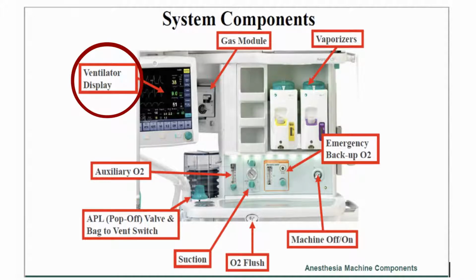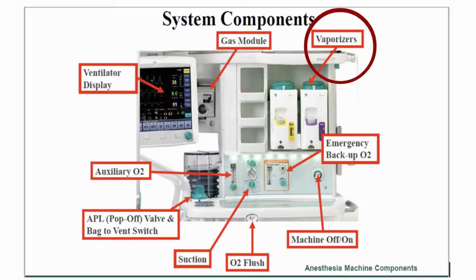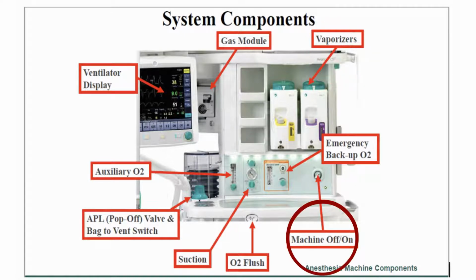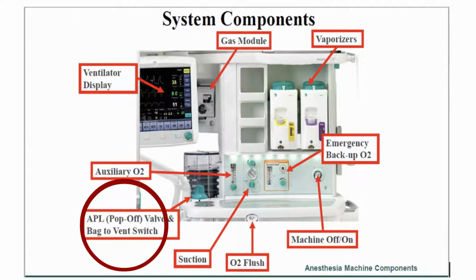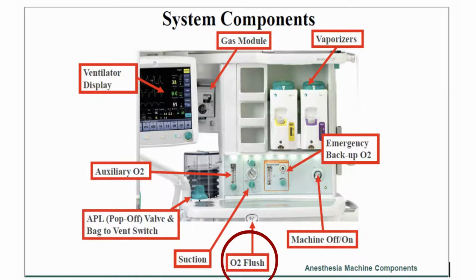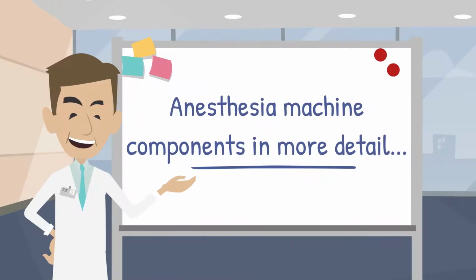These include the patient monitor, ventilator display, gas module, vaporizer cassette storage, alternate oxygen control, machine on and off switch, integrated suction control, active vaporizer, auxiliary oxygen, below assembly, bag to vent switch, APL or pop-off valve, and oxygen flush. Now let's talk about some of the components in more detail.